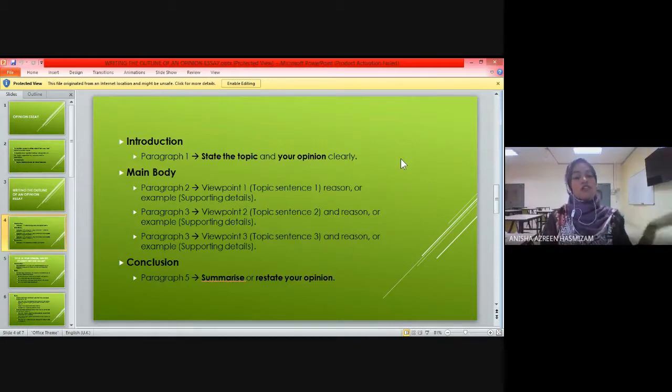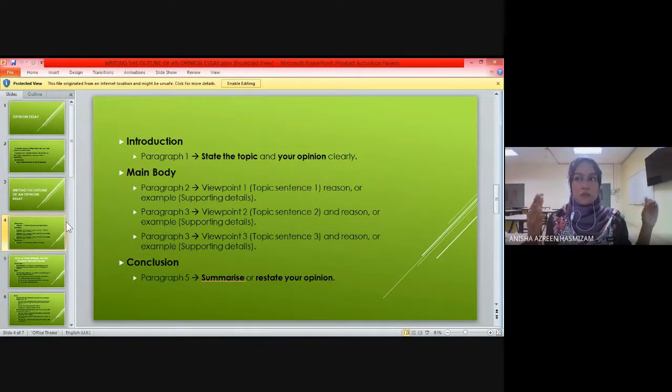Okay, conclusion, paragraph 5, summarize or restate your opinion. Like what we just learned, the first lecture of this week, how to write an introduction and how to write your conclusion. When you write the conclusion, you summarize or restate your opinion. You talk about the reasons from the topic sentences above, take them again and put them in your conclusion too. Or another thing that you can do is make a suggestion. We learned in the previous class, you can give suggestions in your conclusion.